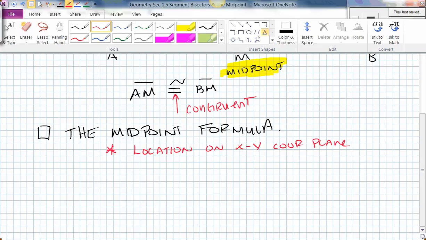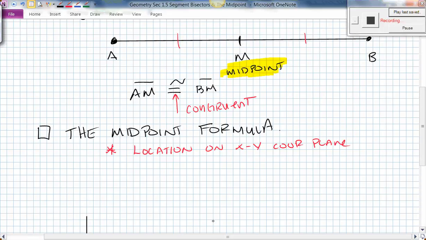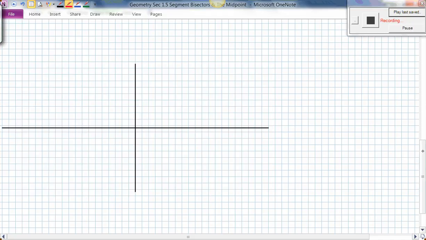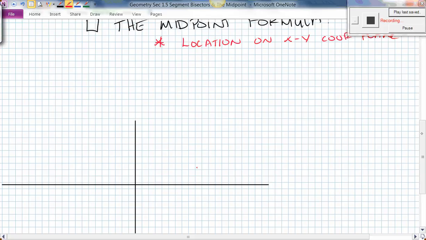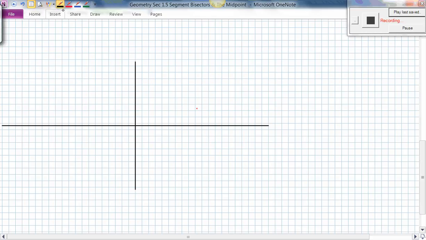So I'm going to draw a coordinate plane right now. So here's my coordinate plane. Okay, here's my x and here's my y. Alright, so anywhere on your coordinate plane, give yourself a point and we'll call that point A. Then somewhere else in the coordinate plane, give yourself another point, and I'm going to call that point B. So if I have any two points somewhere in the XY coordinate plane, do your best to draw a segment between A and B.